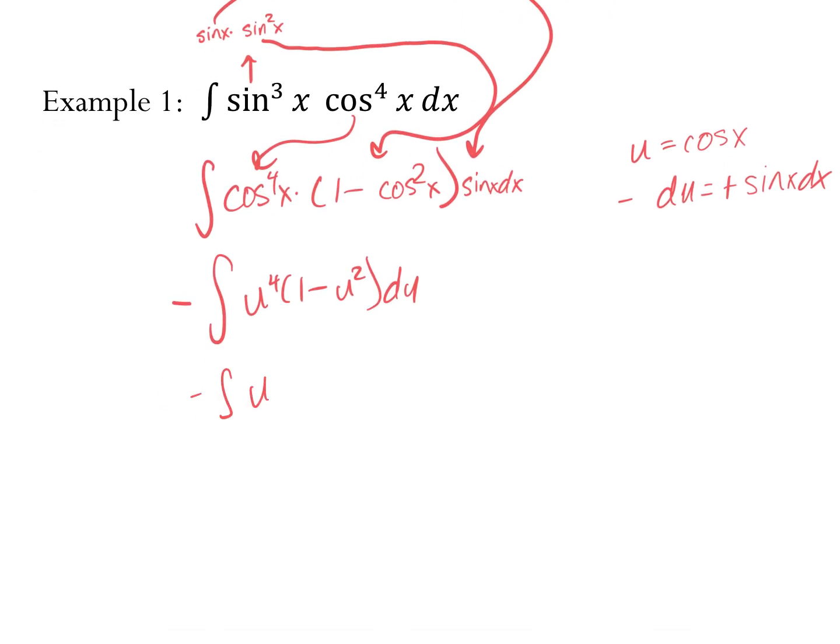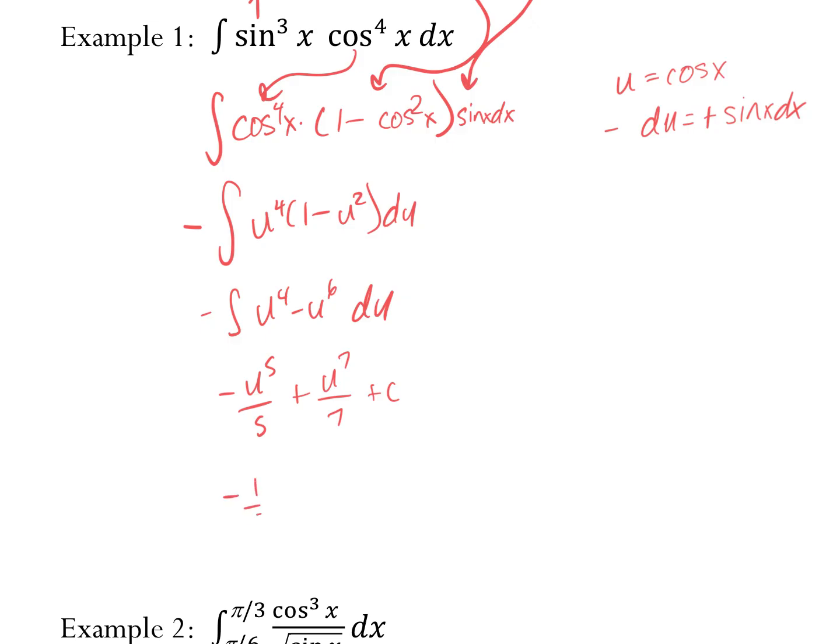I would call this u to the fourth minus u to the sixth du, and because then it's a little bit easier to see that, which is negative u to the fifth over 5 plus u to the seventh over 7. We all feel good about that? Plus c.